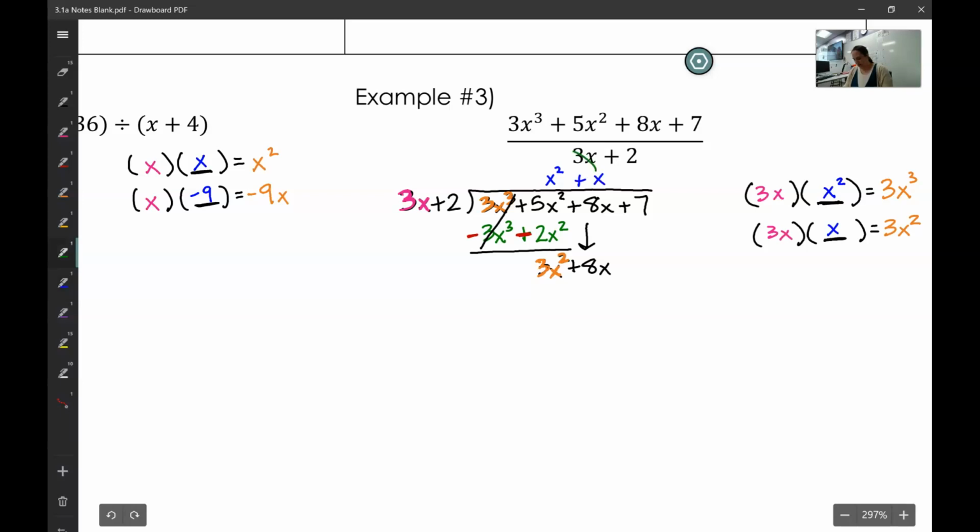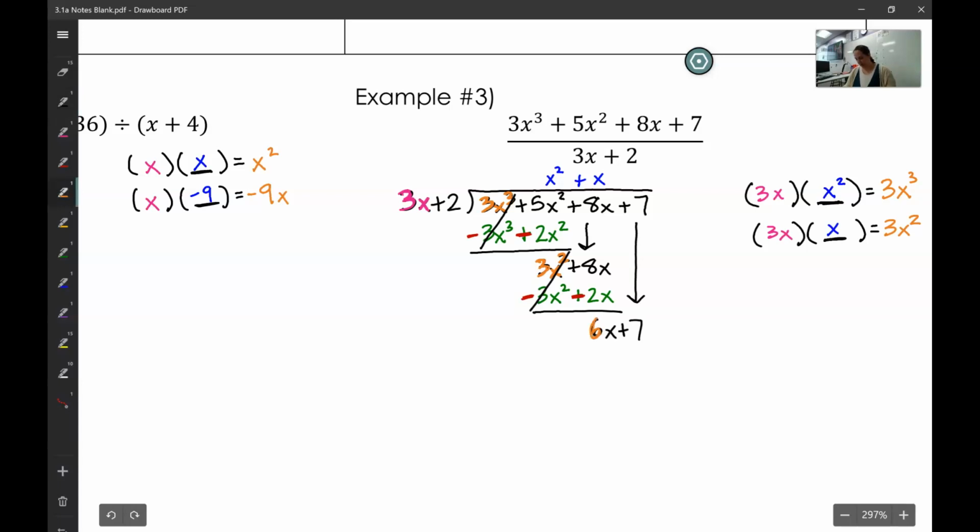And now I distribute. X times 3x is 3x squared. X times 2 is 2x. Next step is to subtract, aka change the signs. So 3x squared minus 3x squared, those cancel just like they're supposed to. 8x minus 2x is 6x. Bring down the positive 7 and do it all over again.